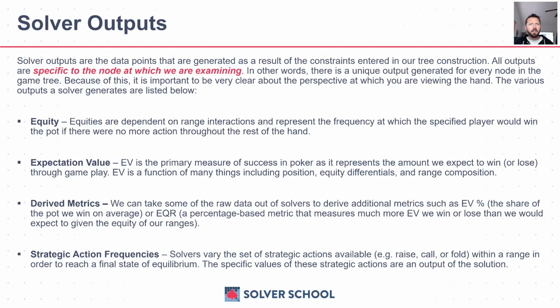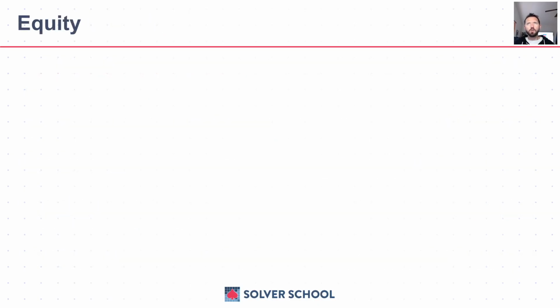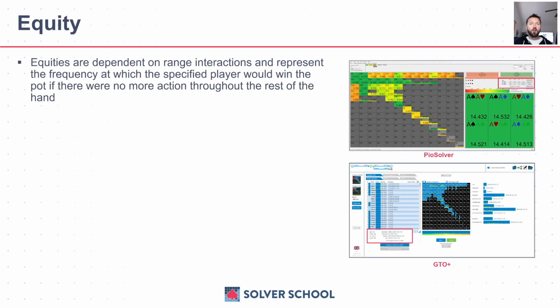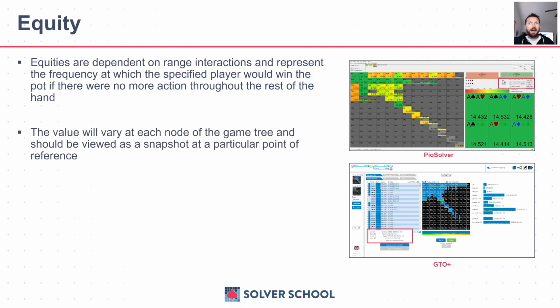And let's go through each of these in a little bit more detail. So we'll start with equity. As I mentioned here, equity is dependent on the range interactions, and it represents the frequency at which the specified player would win the pot if there were no more action throughout the rest of the hand. The value of equities will vary at each node of the game tree, as I mentioned, and they should be viewed as a snapshot at that particular point of reference. So if you're looking at an equity at the beginning of a flop calculation, that is going to be the equity at the beginning of that street.